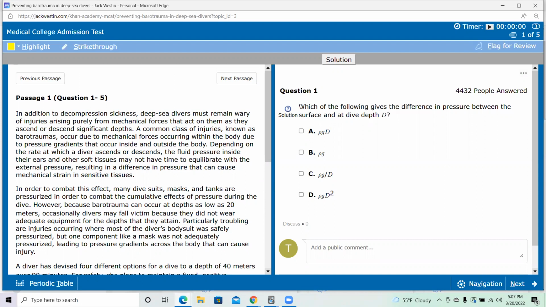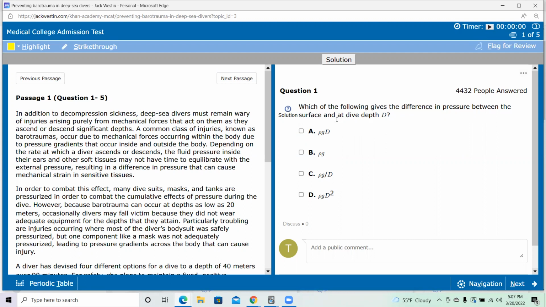So question 1. Which of the following gives the difference in pressure between the surface and at dive depth D? So right away, if you're just looking at the answer choices, these are like a relationship of variables, right? This is an equation, basically. They're saying which of the following gives the difference in pressure, which is aka delta P, between the surface and a dive depth D, right?